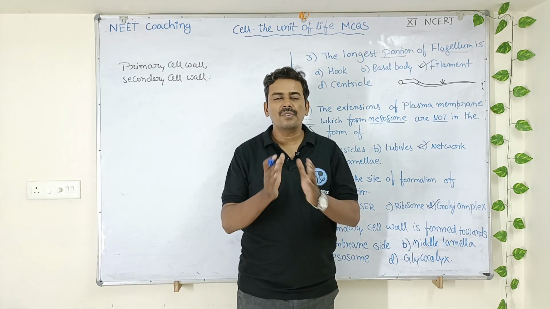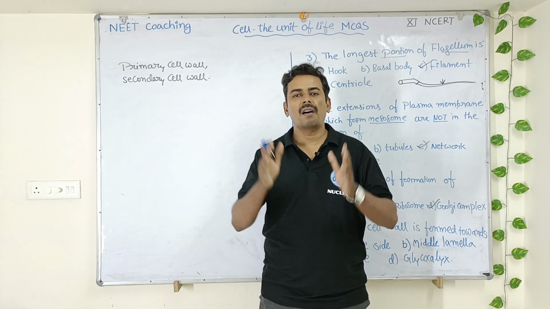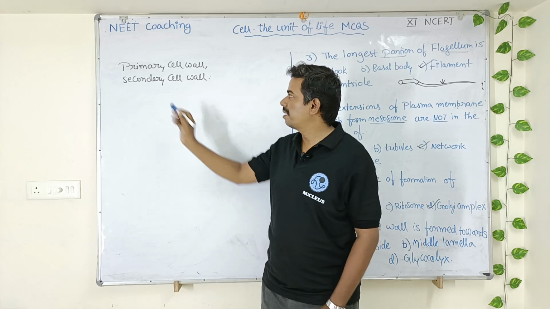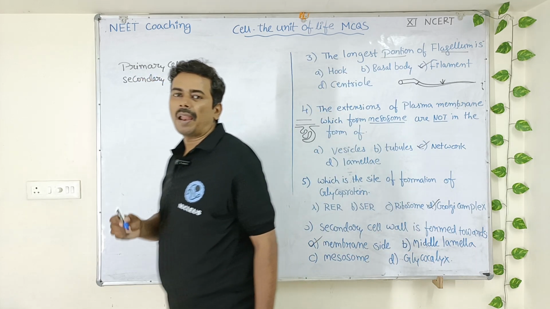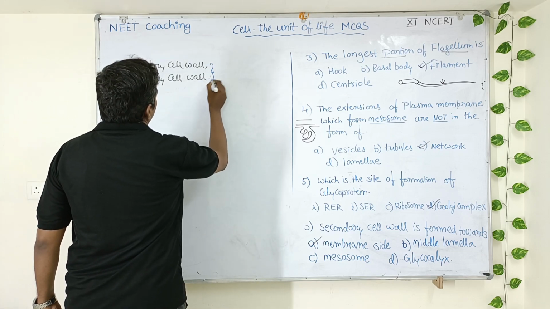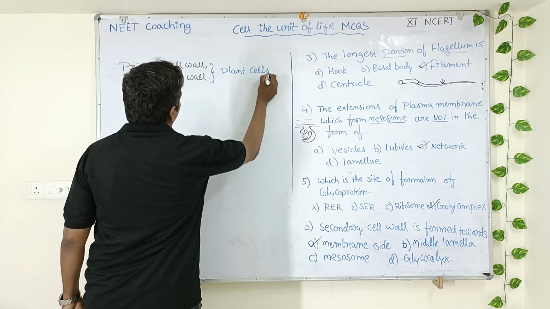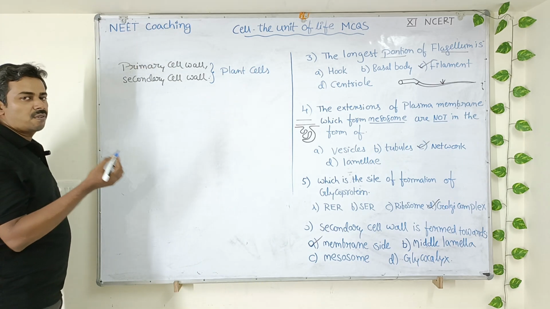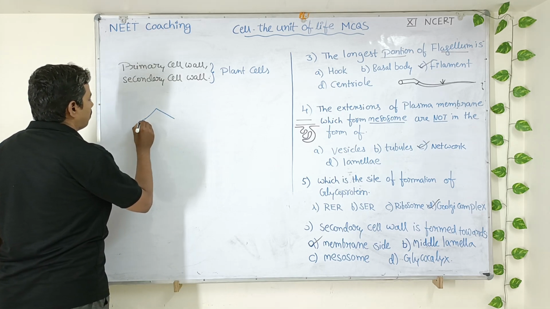Students, now we will discuss a few extra points which are out of NCERT. If you know these points, you will always have an upper hand over other students in the NEET competition. Now let's see what is primary cell wall and what is secondary cell wall in plant cells. Primary cell wall and secondary cell wall are found in plant cells. When they are formed and towards which side they are formed, we will discuss now. Look here, this is a plant cell.